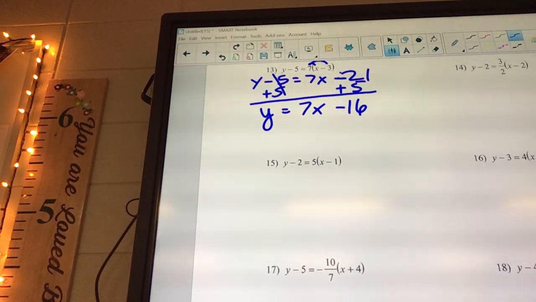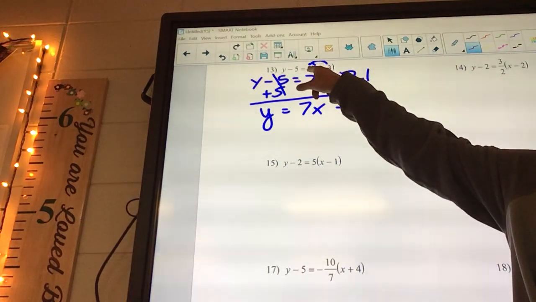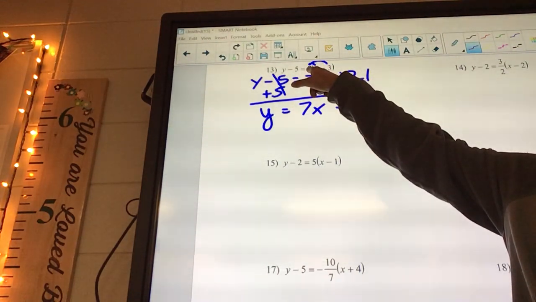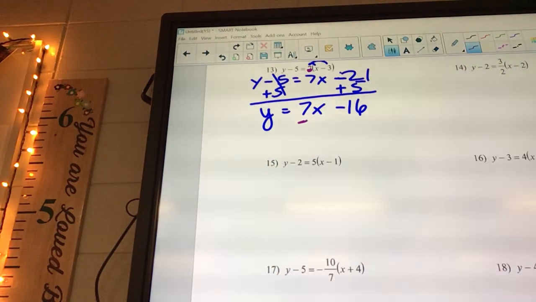Okay, and I want you to just think about something. When we were doing this formula, the slope went here, the slope was 7, because that's where we put our m. When we finished it all up, the slope is still 7, okay? It should be the same. If yours isn't, then something's wrong.